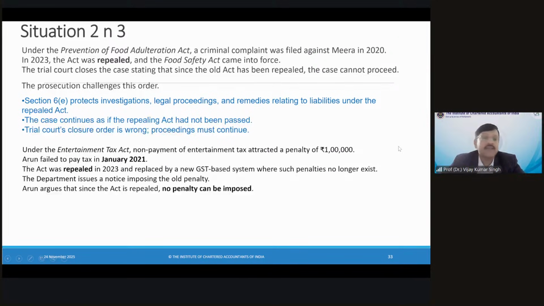Another example, let us look at it. Under the Entertainment Tax Act, non-payment of entertainment tax attracted a penalty of 100,000, that's 1 lakh rupees. Arun failed to pay tax in January 2021. The act was repealed in 2023 and replaced by a new GST-based system where such penalties no longer exist. The department issues notice imposing old penalty. Arun argues that since the act is repealed, no penalty can be imposed. What is your view?